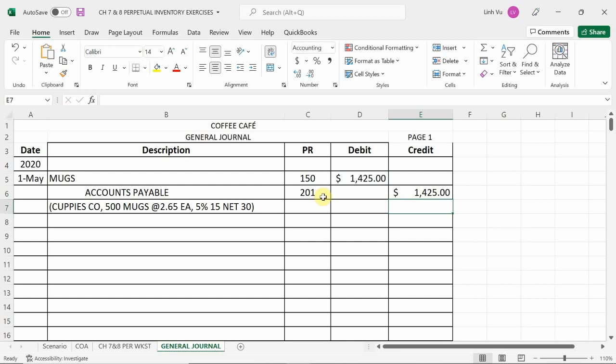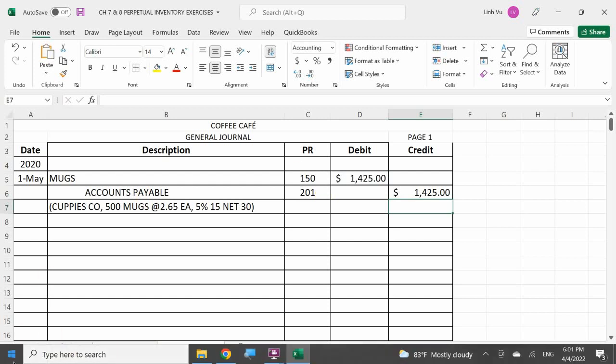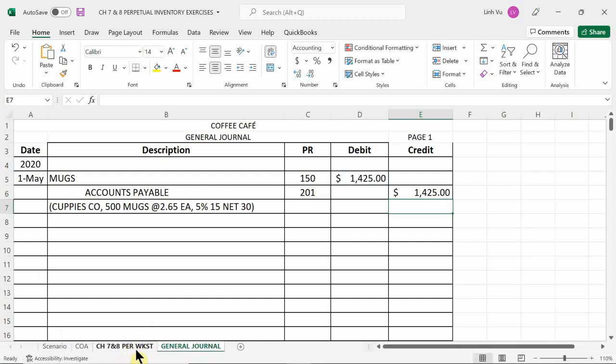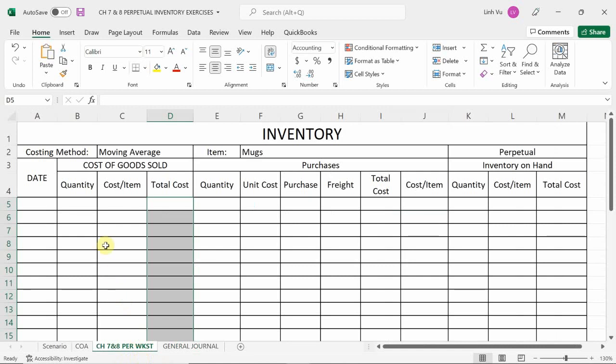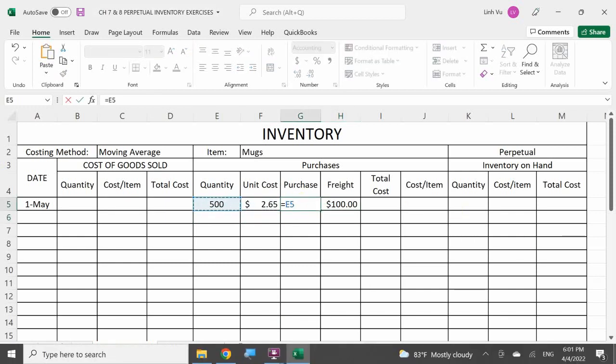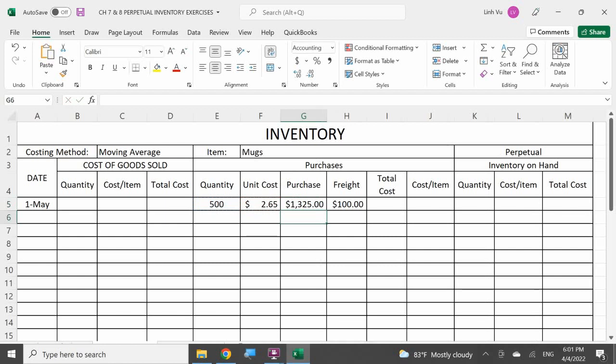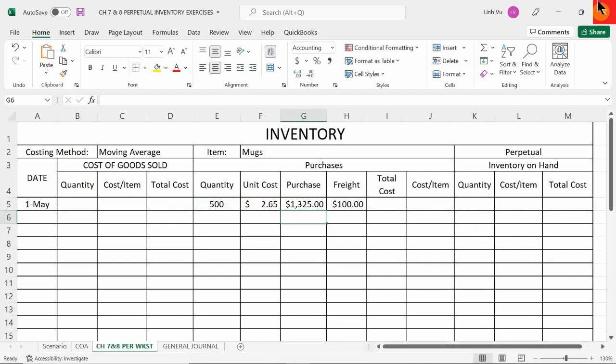Now that I finished my journal, I'm going to plug it into my inventory worksheet. Okay, so it is May 1st, right? We're going to skip over the cost of goods sold because we purchased 500 units at $2.65 each with a freight of 100. So again, 500 times 265 should give me $1,325, plus 100 should give me a total of $1,425.